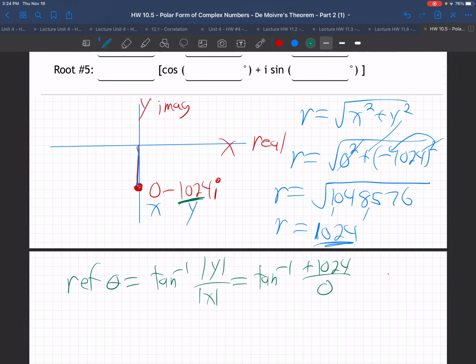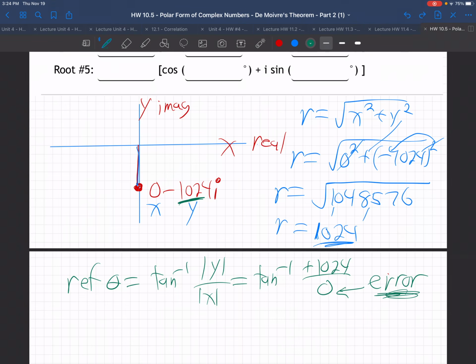So do that in your calculator and you'll get error. The minute you try to put this 0, you can't divide by 0. That's infinity. That's an error. That's why your calculator is telling you error, because anything divided by 0 is infinity. Right? 0 goes into 1024 infinite times. That's infinity.